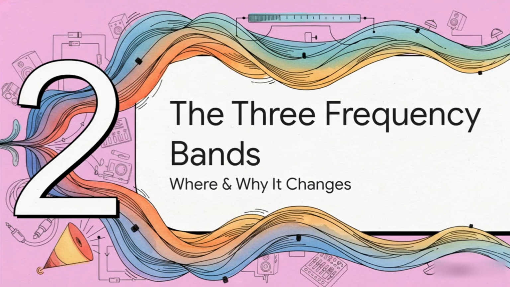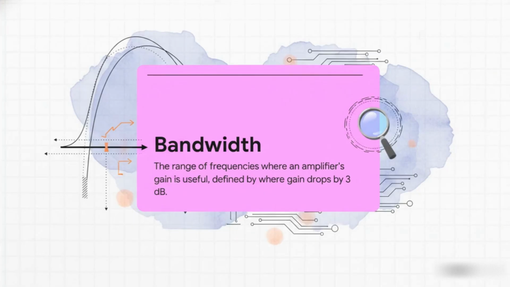Okay, so to make sense of all this, engineers break down an amplifier's behavior into 3 different zones, or bands, based on frequency, and each one tells a different part of our story. But before we dive in, we've got to define a key term here: bandwidth. Officially, it's the range of frequencies where the gain drops by 3 decibels from its peak. You can basically think of it as the amplifier's sweet spot, the zone where it actually does its job well.